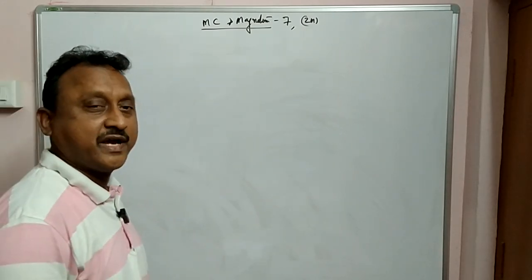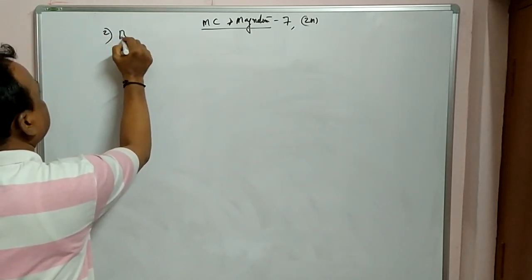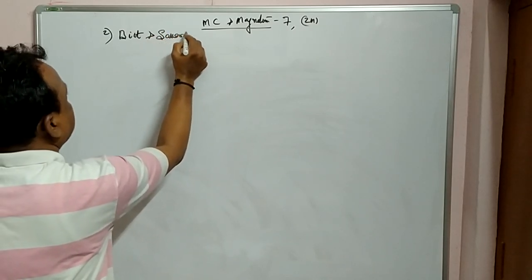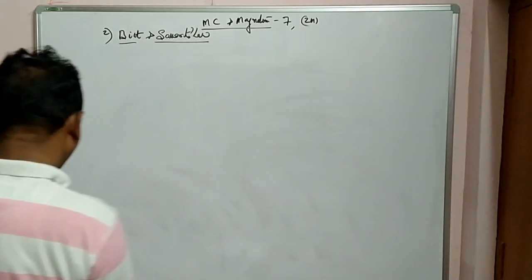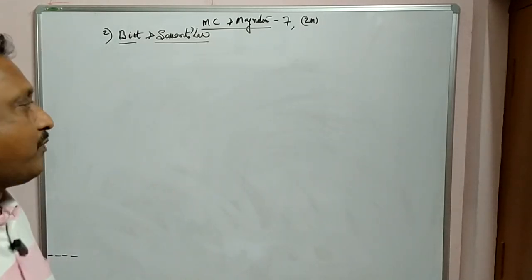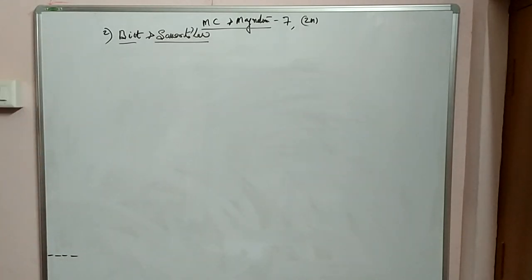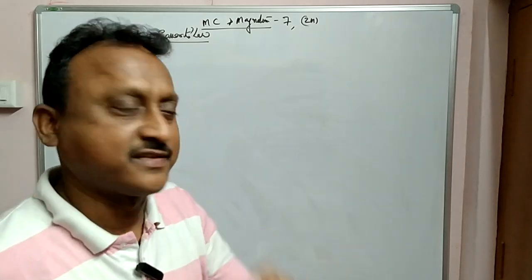Now the next one is Biot-Savart's law. Second one, very very important. Biot and Savart are two individual scientists, not one scientist. They have given this law.